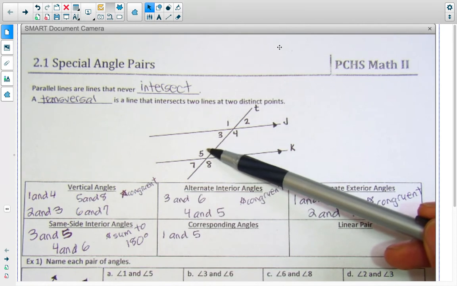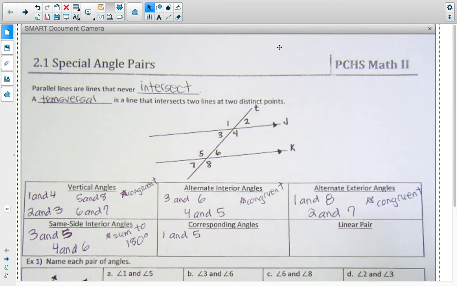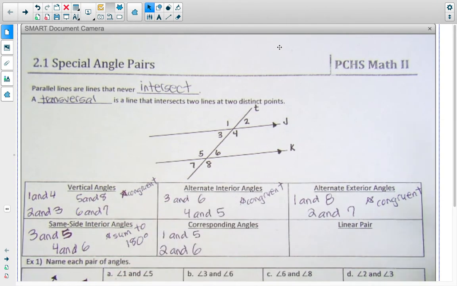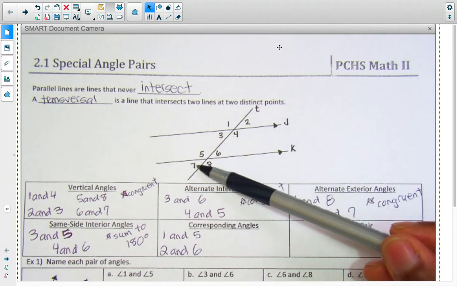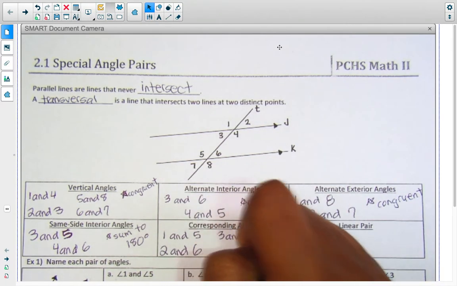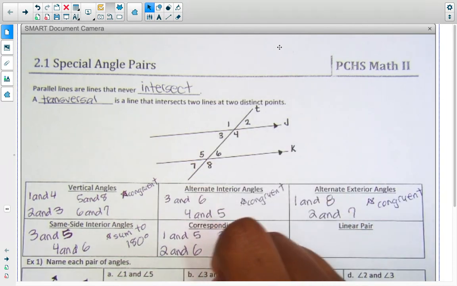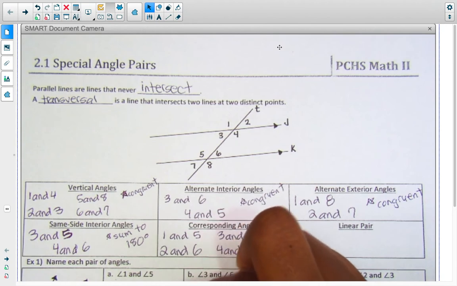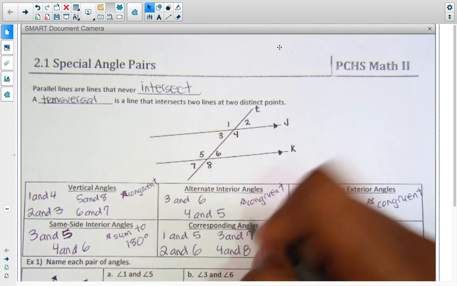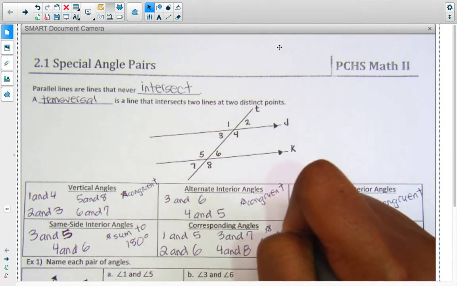So 1 and 5. Other things that correspond, 2 and 6. Notice they're in the same position. So 2 and 6. Angle 3 and angle 7 are corresponding. Angle 4 and angle 8 are also corresponding. So corresponding angles are congruent to each other as well. So lots of pairs that are congruent.